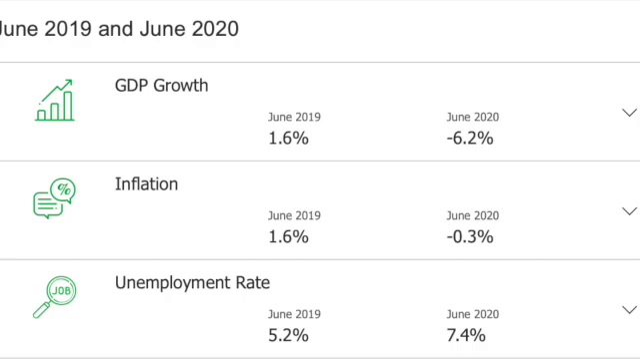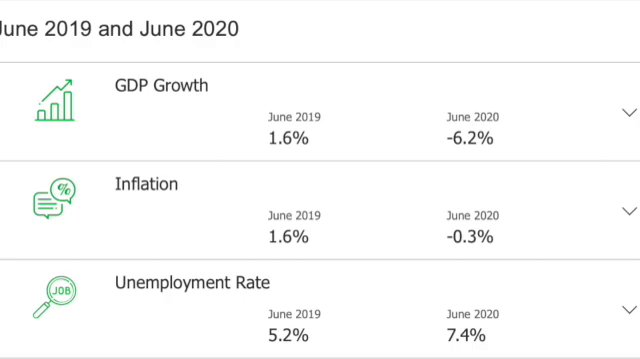As people lost their income, consumption spending decreased. This is evident as the GDP decreased by 7.9%. This also resulted in prices decreasing, as inflation decreased by 1.9%.